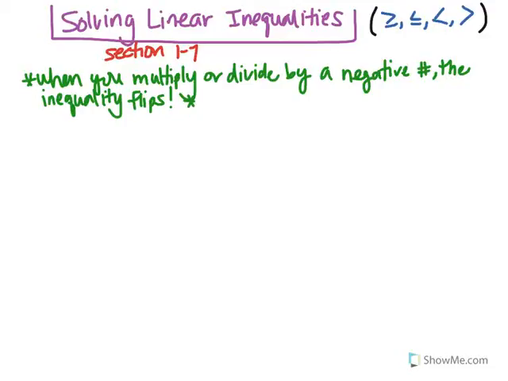In section 1-7, we're going to be looking at linear inequalities as well as absolute value inequalities. So the first one, linear inequalities, you need to remember when you take an inequality, which is either greater than or equal to, less than or equal to, strictly greater than, or strictly less than, when you divide by a negative, the inequality sign will flip directions.